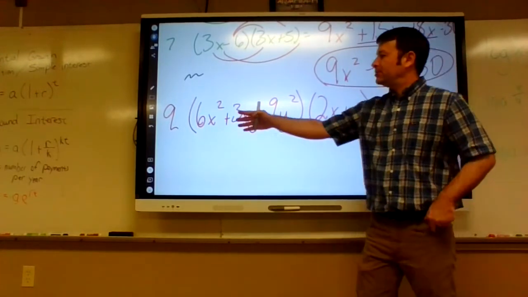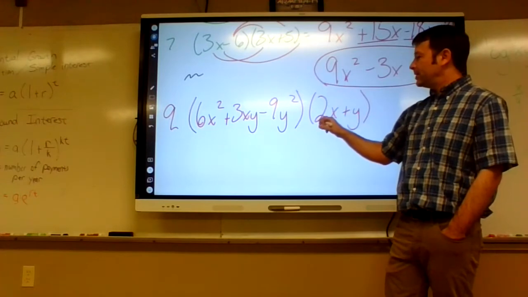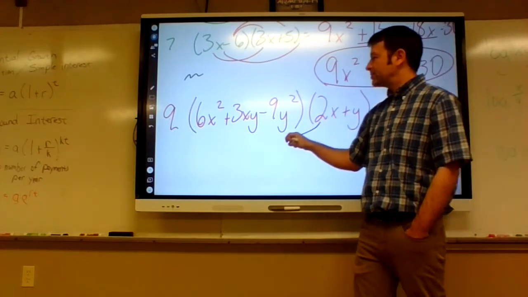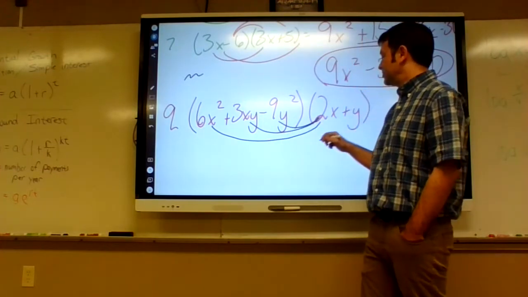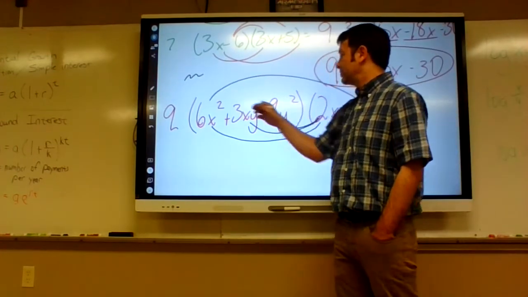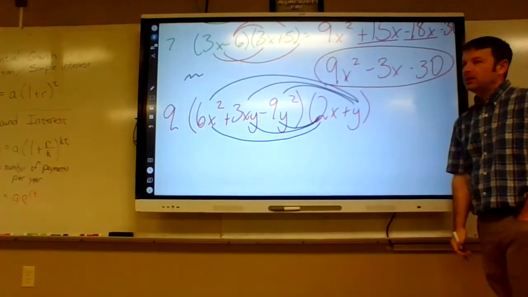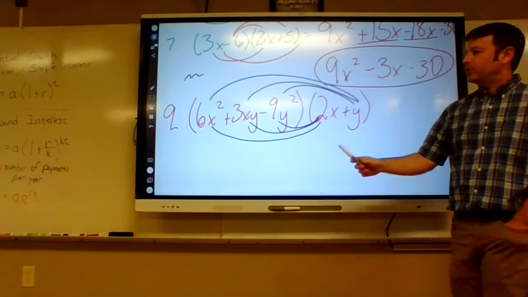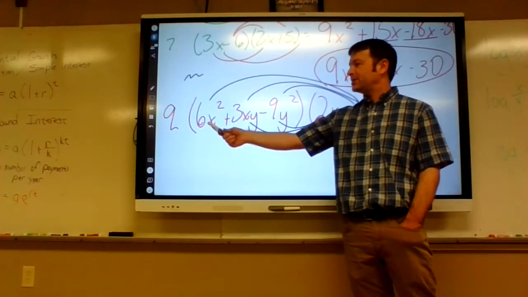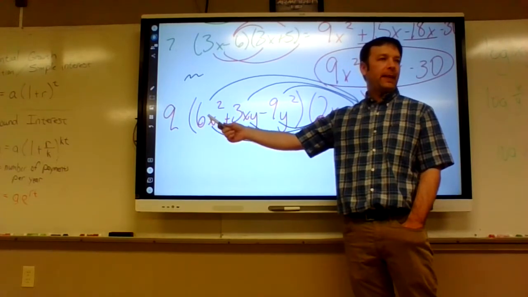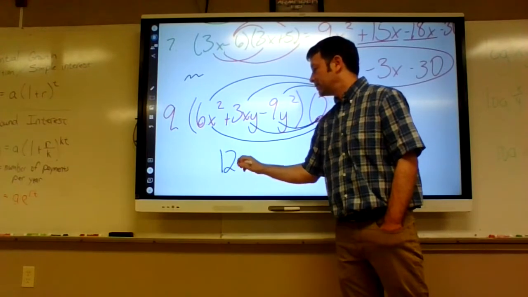So we could do these 3 times these 2. I usually think it's easier to think of it like this. The 2x times those and y times those. Why do we have to do this? Okay, so I'm going to start with the 2x. What's 2x times 6x squared? 12x cubed.